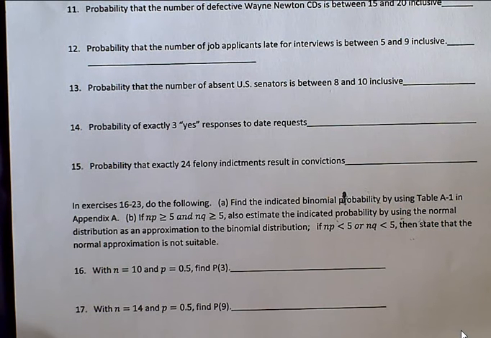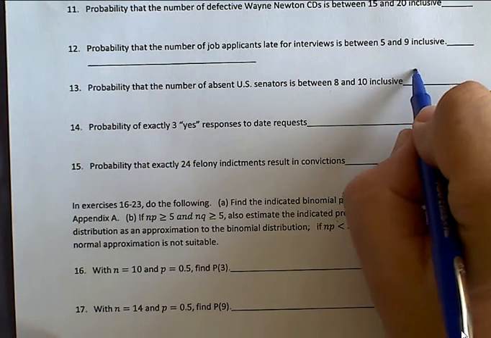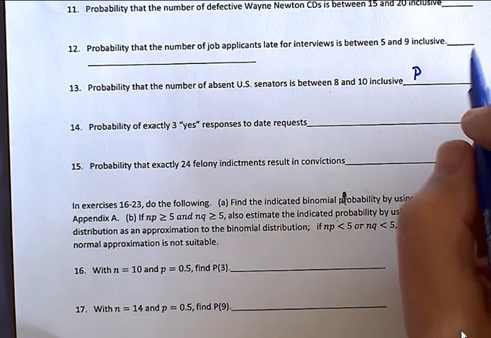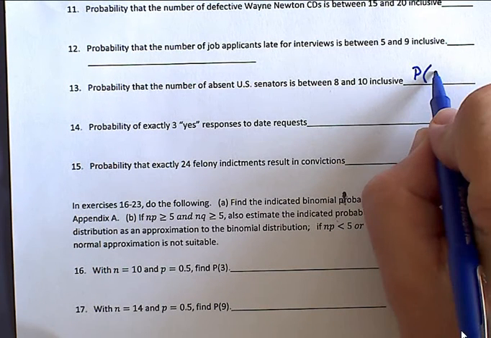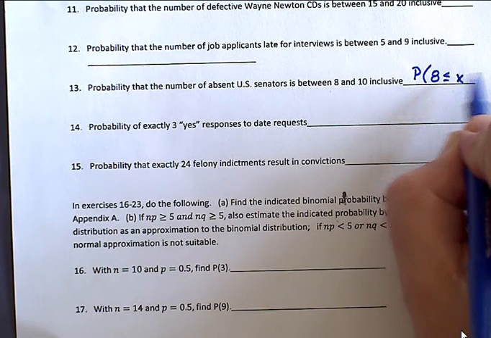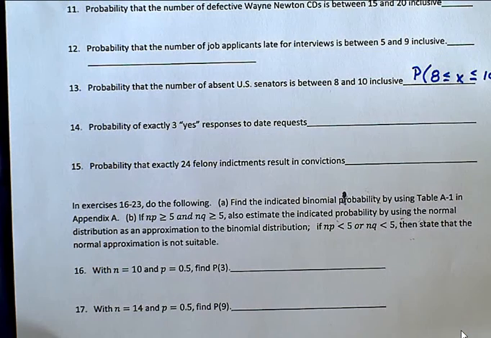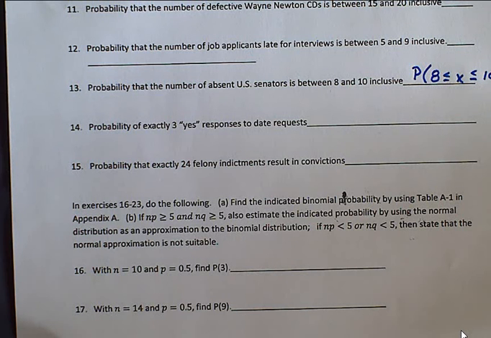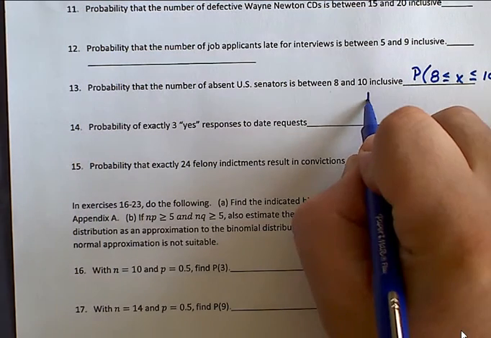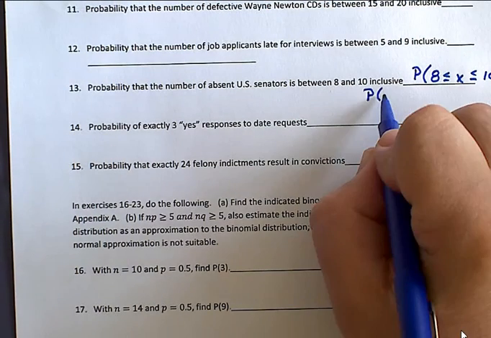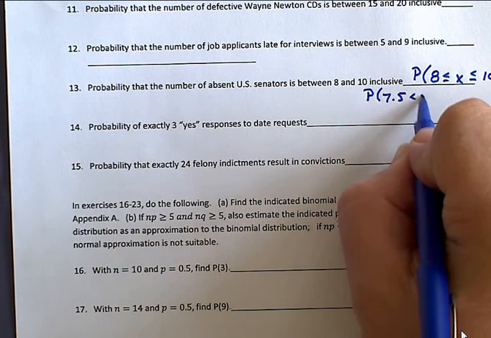Number 13, find the probability that the number of absent U.S. senators is between 8 and 10. Inclusive means it has to equal that, so it's going to look like this, with the shading in between. Now with the shading in between, the continuity correction means we go away from the shading. So that means that 8 becomes 7.5 and 10 becomes 10.5.